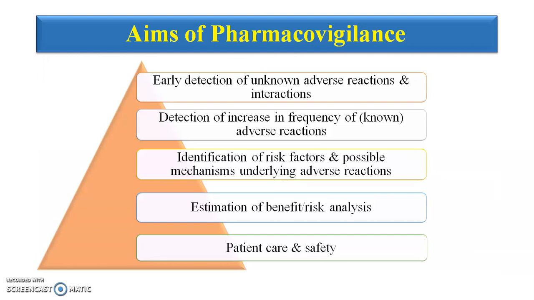Coming to the next slide, aims of pharmacovigilance. Here one must have minimum aims of early detection of unknown ADRs as well as interactions, detection of increase in frequency of known ADRs which are already available, and identification of risk factors as well as possible mechanisms of why that particular ADR is caused, and estimating benefit and risk analysis. Then finally, patient care as well as safety.